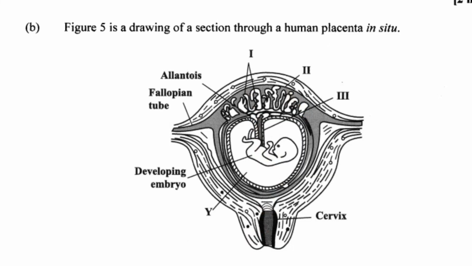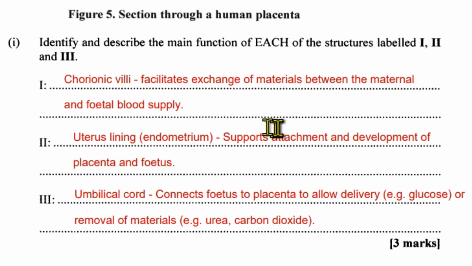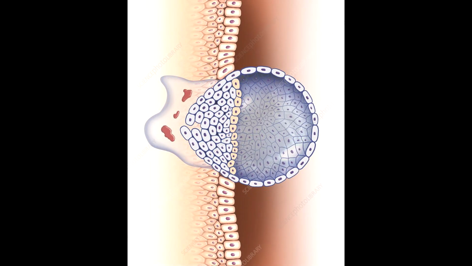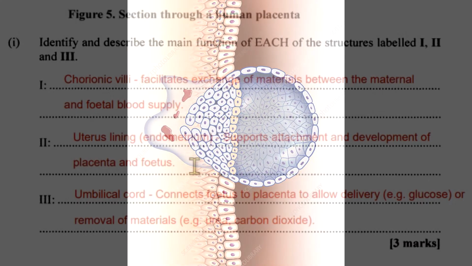2 would be the uterus lining, or uterus itself, right? Remember, the uterus lining is also called the endometrium, and what that does is that it holds the fetus in place. If you talk about the uterus lining, it supports attachment and development of the placenta and fetus. When the blastocyst attaches to the uterus lining, it sort of digests a little pocket in there so that it can actually connect both blood supplies, so the fetus can get rid of waste and it can receive materials from the mother.